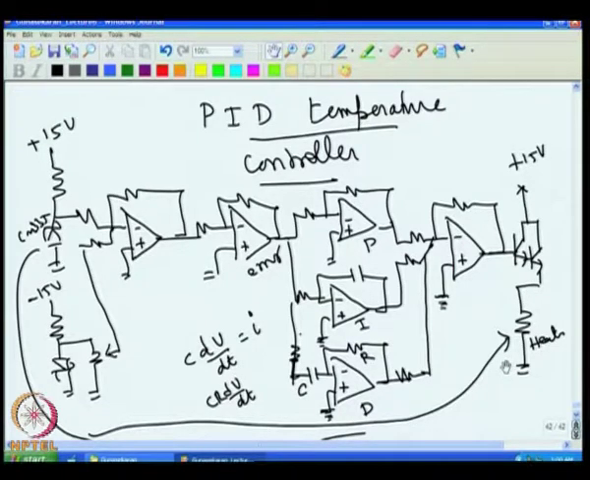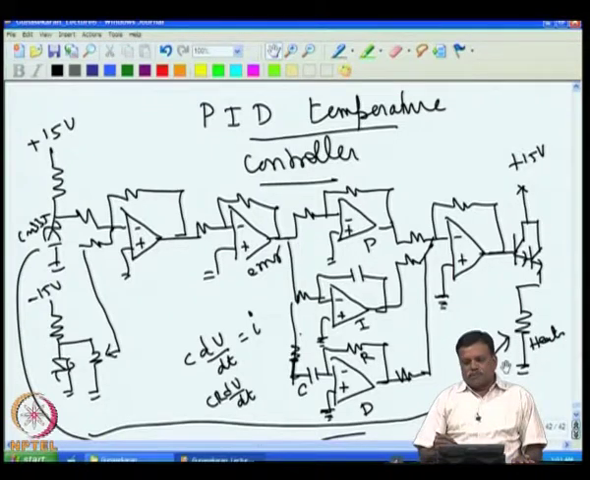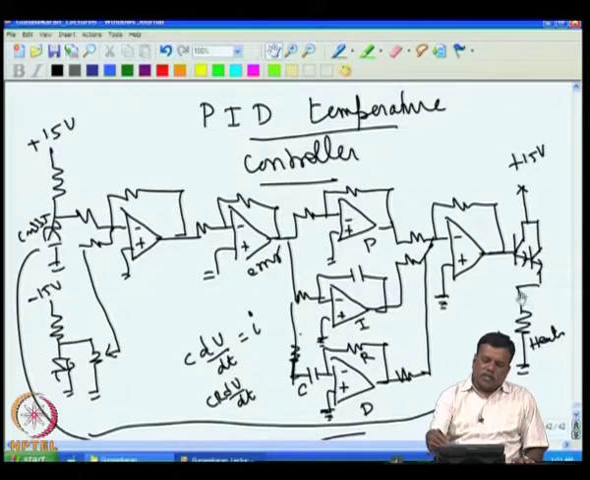But then you rarely find a heater which needs less than 15 volt. Sometimes you may need a heater which is 1 kilowatt or 2 kilowatt, or even 100 watt, 200 watt, like that. So, if the heater voltage requirement is more than 15 volt, then this circuit has to be changed. This is not enough and it will not work.